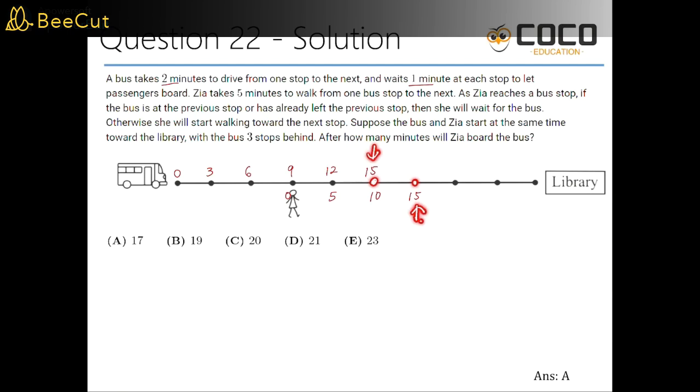Now Zia will stop. Then the bus will take 2 minutes to travel, so plus 2. At 17 minutes, the bus arrives at the bus stop where Zia is waiting. So this answer is 17. Okay, because at this bus stop, Zia can board the bus directly. There's no need to wait for the 1 minute.